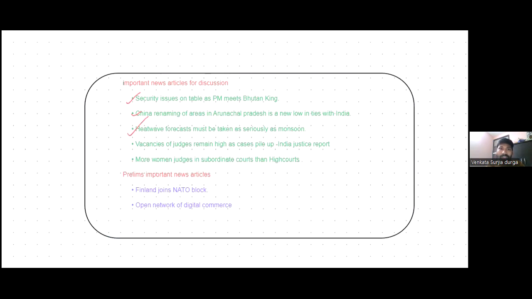Vacancies of judges remain high as cases pile up in India, and more women judges in subordinate courts than high courts. So these are some of the important news articles for prelims. Finland joins the NATO bloc. Open network of digital commerce are some of the important news articles from the prelims examination point of view. Now, let's discuss the first news article for today.